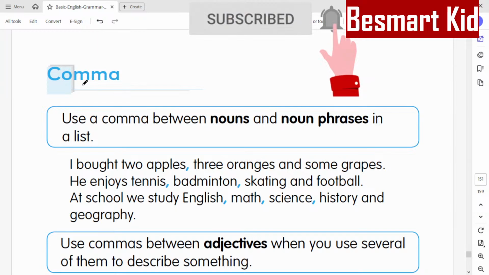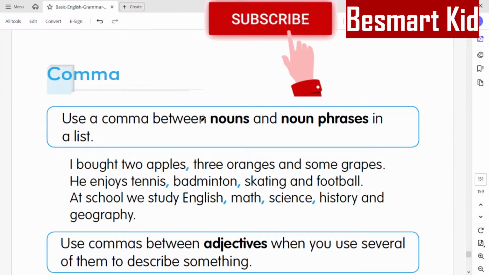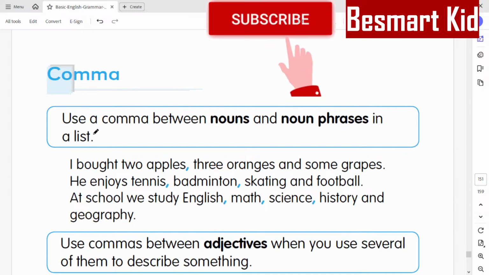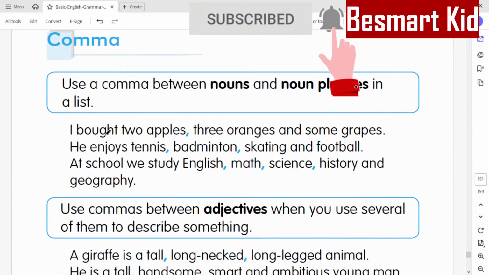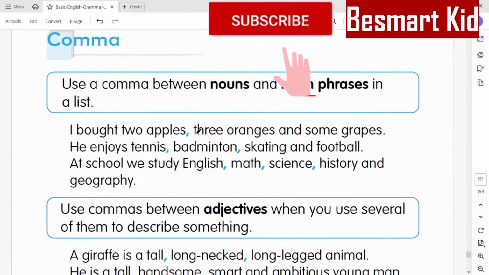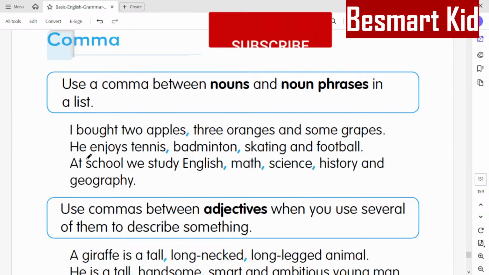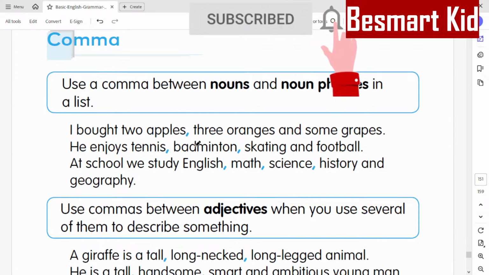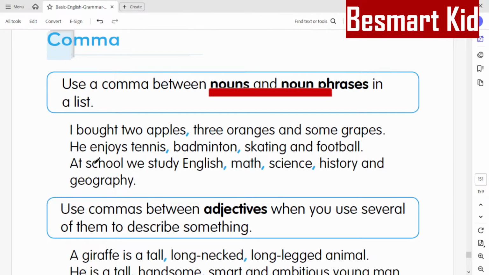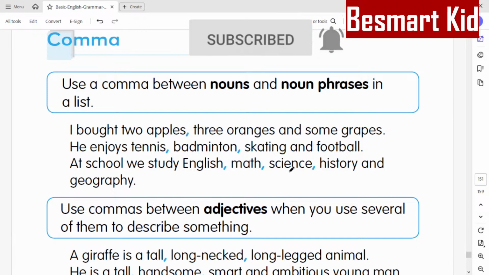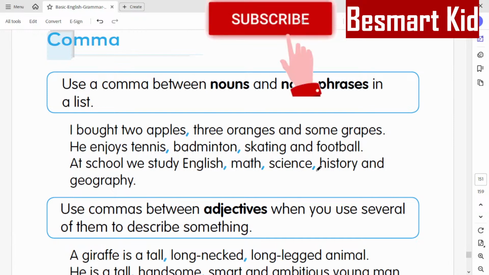Now we have the comma. Use a comma between nouns and noun phrases in a list. I bought 2 apples, 3 oranges, and some grapes. He enjoys tennis, badminton, skating, and football. At school, we study English, math, science, history, and geography.